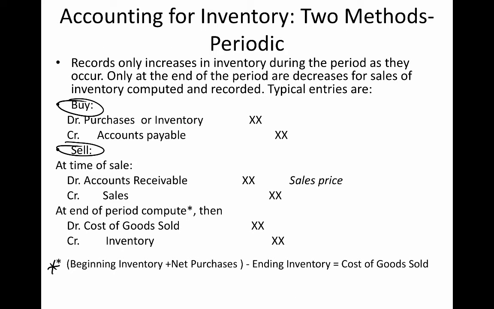So what are the journal entries under the periodic method? When you buy it, you debit purchases or inventory, credit accounts payable for its cost. There is only one entry made at the time of sale: debit accounts receivable, credit sales for the selling price. And then at the end of the period, remember you have to compute your cost of goods sold, which is the beginning inventory plus the net purchases minus your ending inventory gives you your cost of goods sold.